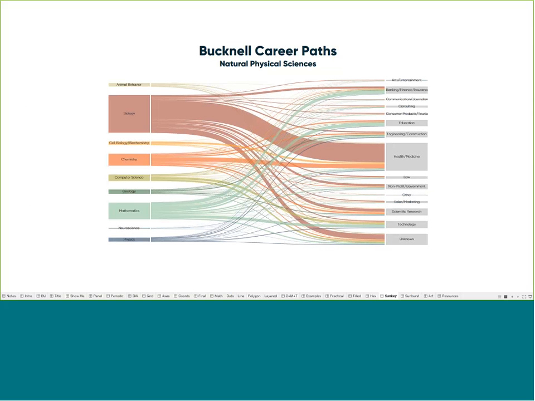Another slightly more complex one would be a Sankey chart. So Sankey charts show flow, so sort of change over time, how two different... I'm always bad at explaining Sankey charts, but basically how one thing sort of changes over time and how that thing flows. One of the best examples I've seen is actually from Bucknell, where they look at our students. This is natural physical sciences, part of our College of Arts and Sciences. So they show the students and what they majored in.